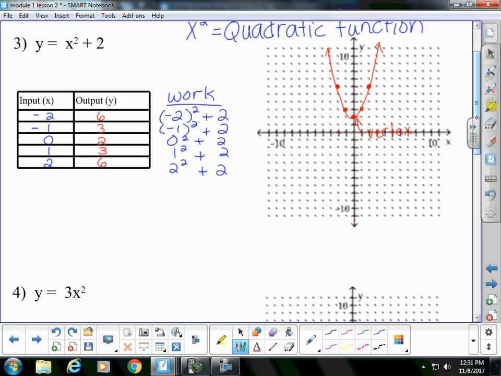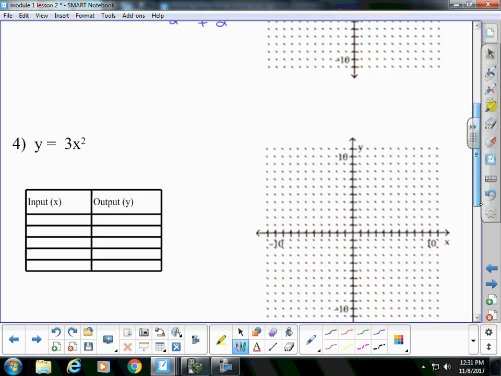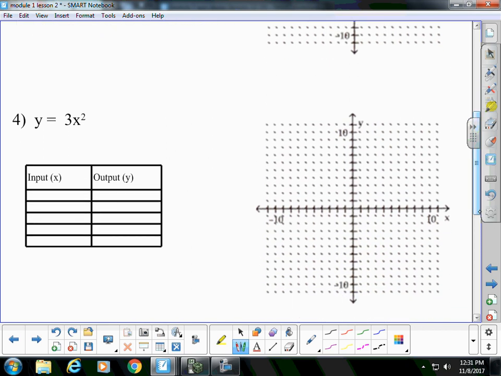We're going to go to number 4, which for you guys is actually on the next page. Here, we're actually going to use the same numbers. -2 for x, -1, 0, 1, and 2. Now this one is 3 times x squared.